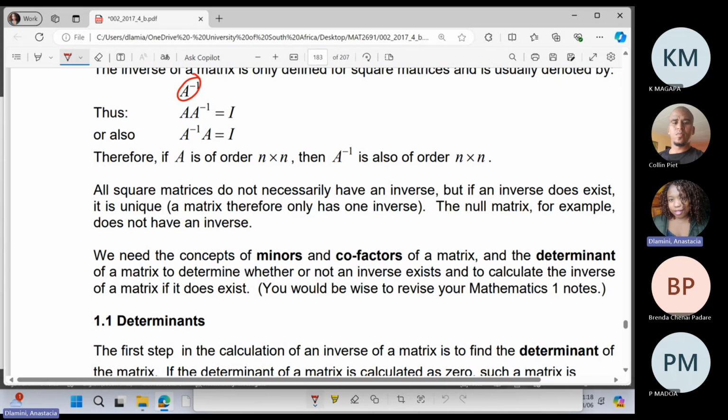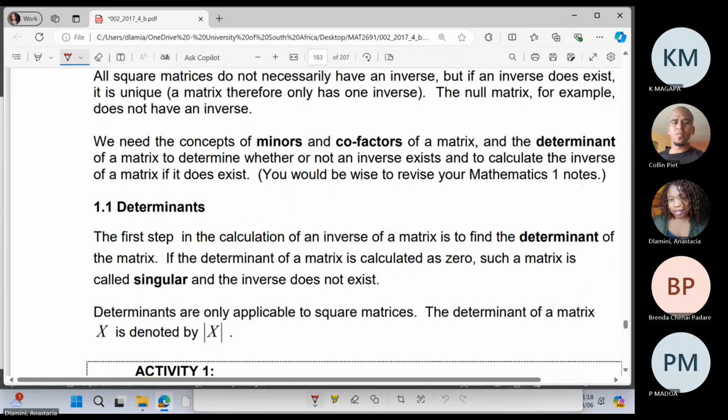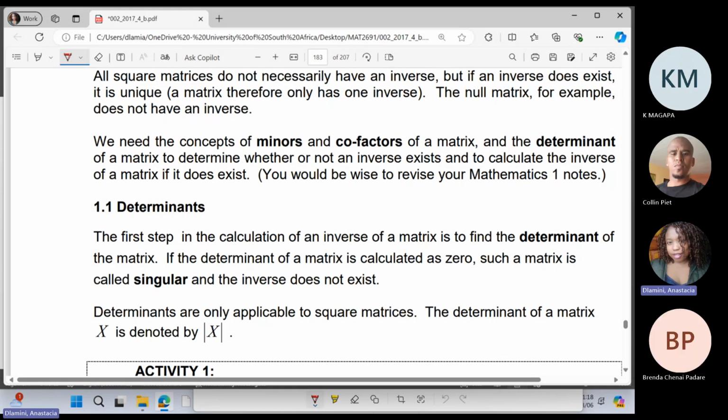The null matrix, for example, does not have an inverse. Make sense? Any questions so far? No, ma'am.